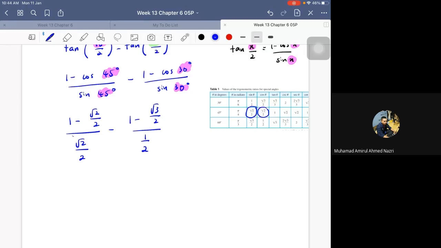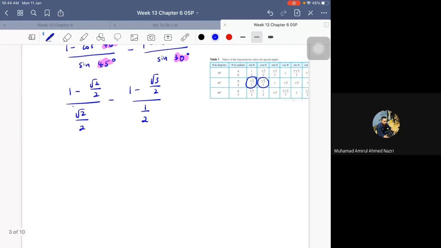Hanya menggunakan table tu saja, you can get the value of cos sine tangent yang melibatkan special angle. And then we're going to simplify this. Of course, you boleh pakai calculator. And you can also do calculation by hand. The thing is that calculation kita, calculator ada banyak jenis kan.